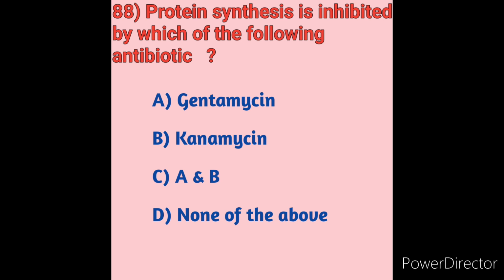Protein synthesis is inhibited by which of the following antibiotics? We will see here the options. Option A gentamicin, option B kanamycin, option C A and B, option D none of the above. What is protein synthesis? We have to know first. Protein synthesis is the creation of proteins by cells that uses DNA, RNA and various enzymes.